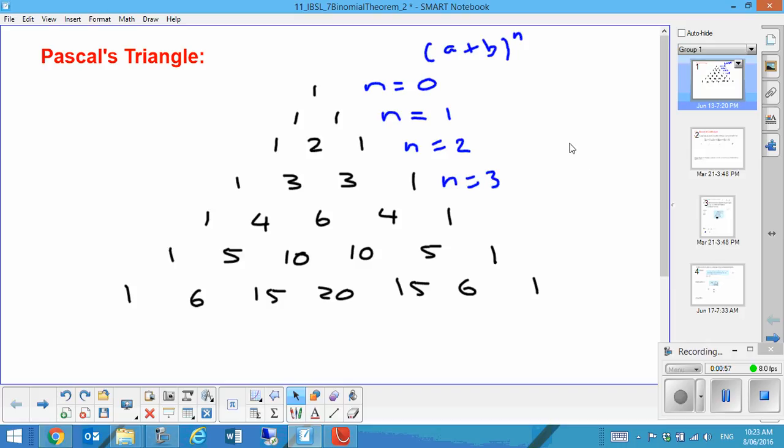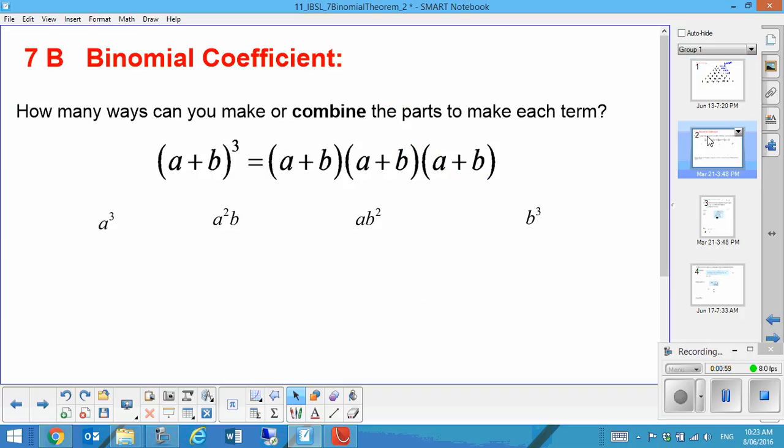Today I want to look at a little bit more detail on this. So when we come up with our coefficients, what are we exactly doing? So what I've done here is I've got a binomial to a power of 3, which means we've got 3 terms being multiplied. And we want to look at how many different ways you can combine the parts of this binomial, each of the binomials being multiplied, to make the terms that we end up with.